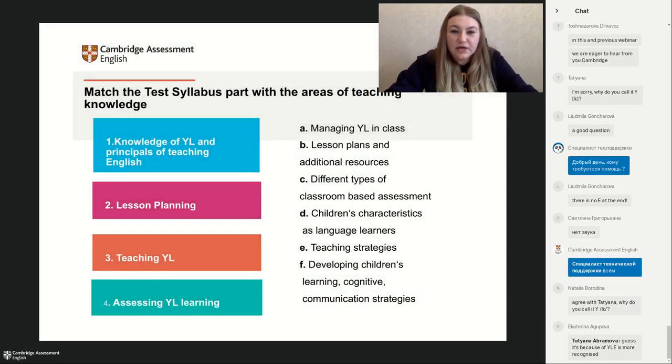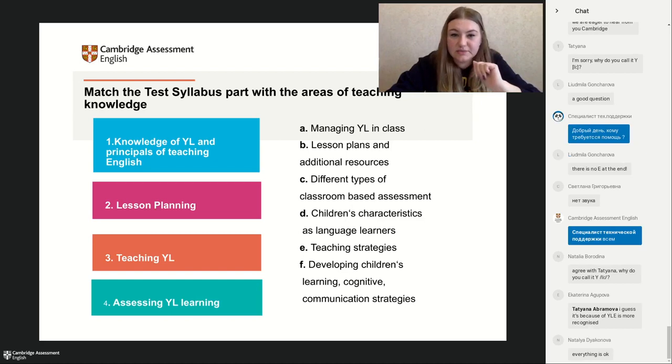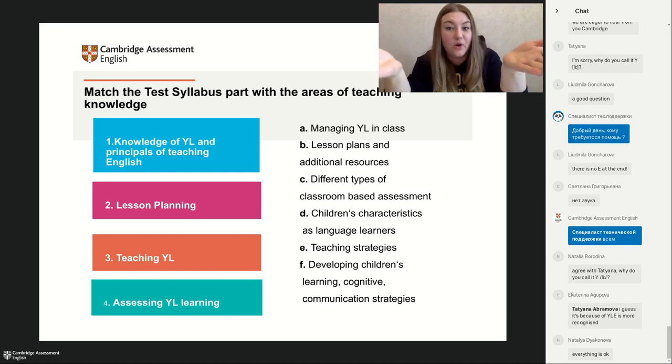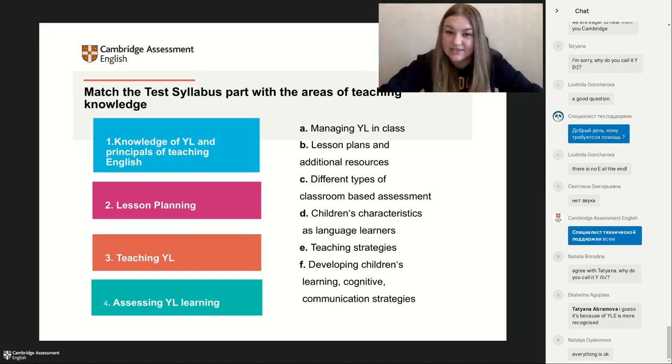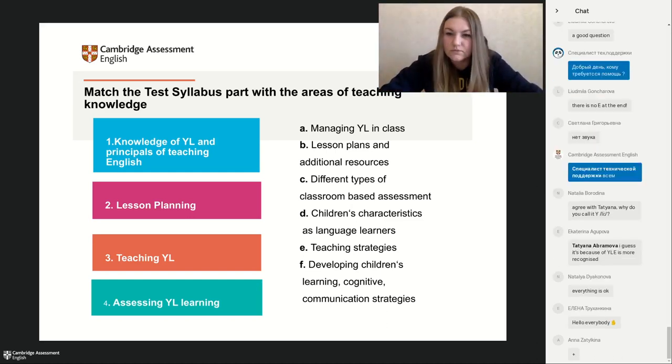And we move to this again, four parts. So you can see in the boxes here the four parts of the TKT YL test. And on the right, you can see with the letters A, B, C, D, E, F some of the components. Can you please think for some minutes and match the parts of the test with their components? Can you put your ideas in the chat box? Okay.